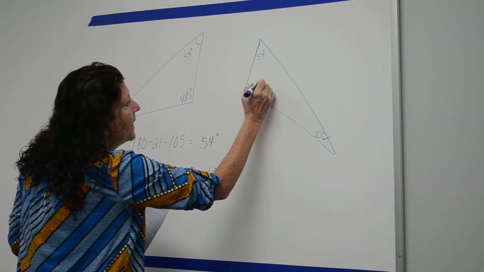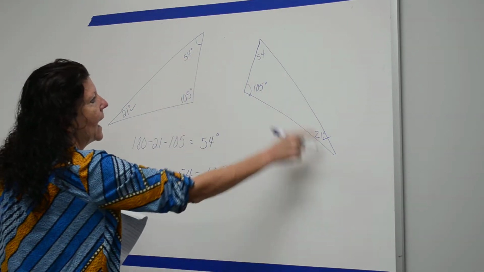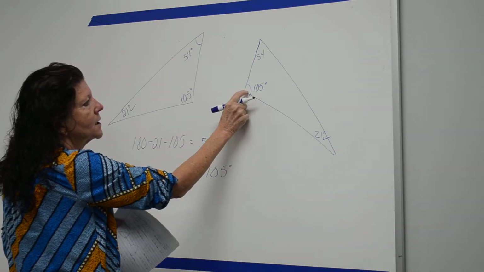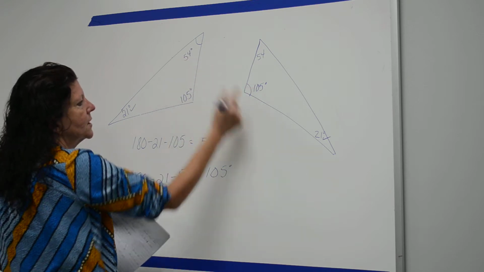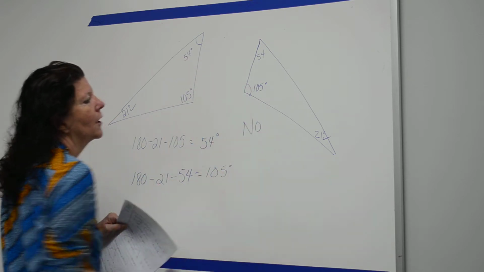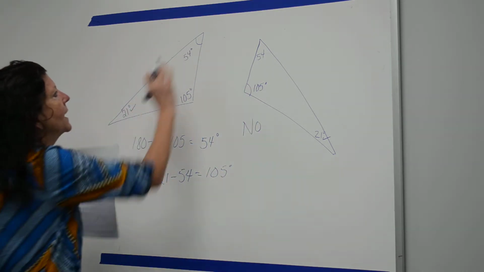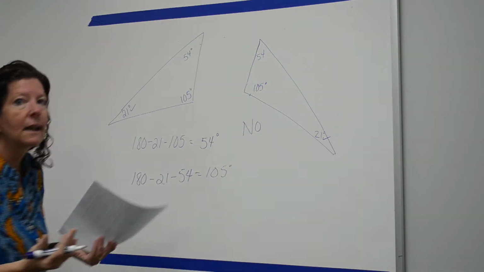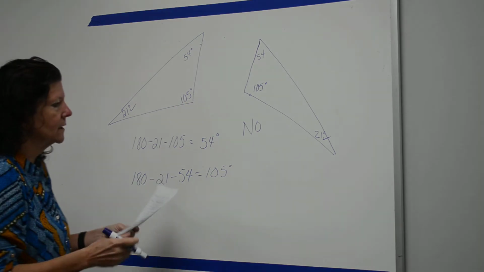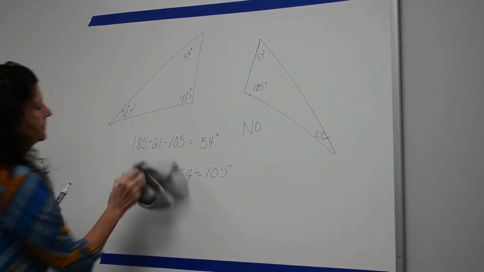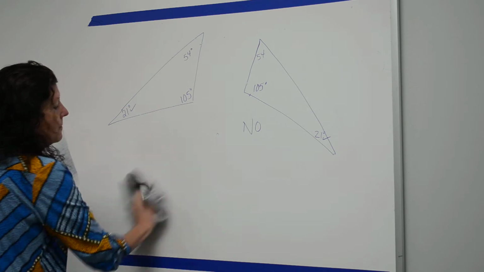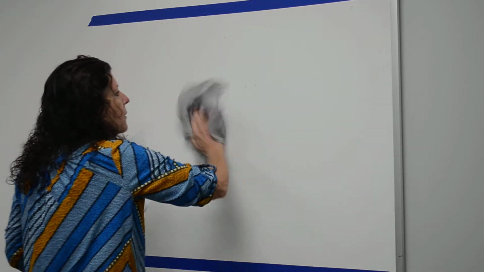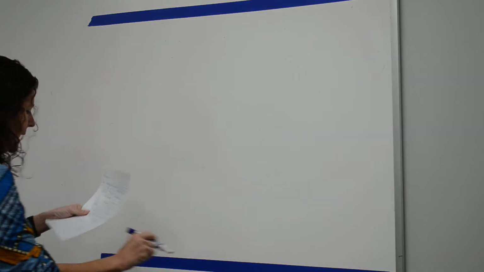Well, they do have all three angles the same, but this angle being marked congruent to that angle is not a true statement. So I would have to put no on that one. Now, if I don't have that congruency mark on it, then I would turn around and go, yes, these two are similar. Let's try another one. Maybe you try it, pause the video, and then come back and see if you got it right. That's always a good option to be able to do.